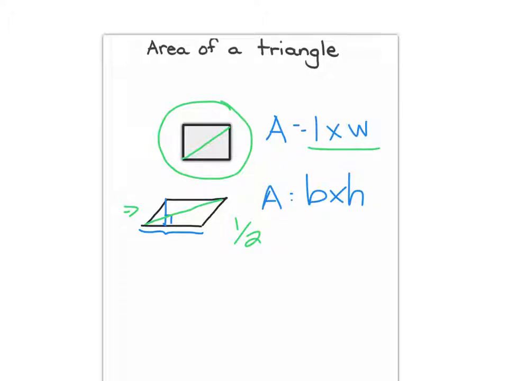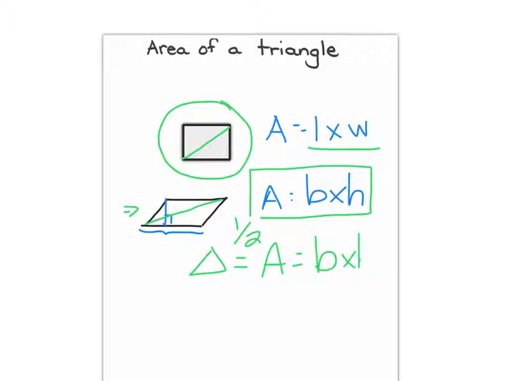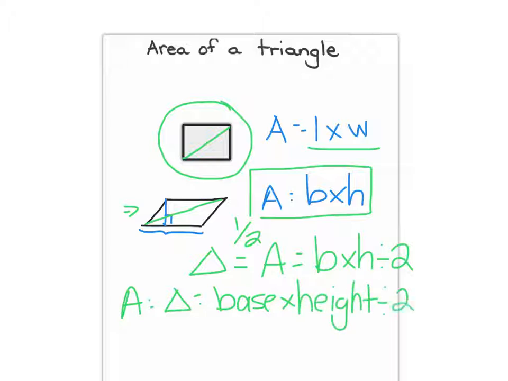The formula for area of a triangle is half of this formula. So the area is base times height, and then I cut that in half by dividing by 2. Let's go over that one more time. Using the words base and height, how do I create a formula for area of a triangle? Area of the triangle is base times the height, then divide it by 2.